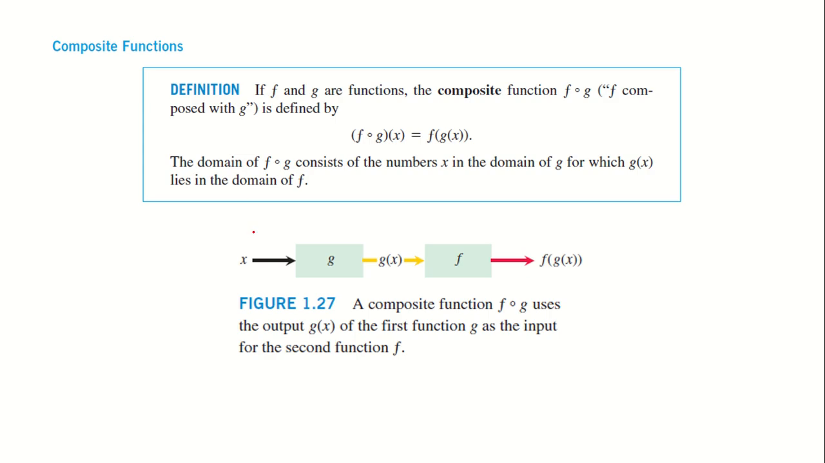Look at this one here. If we input x on g, then we have the output g of x. Again, if we use this g of x as input of f, then we have f of g of x. So this one is called a composite function.